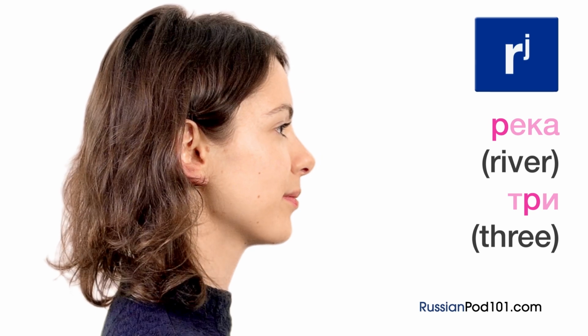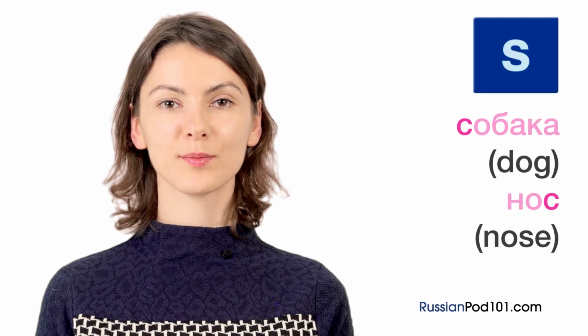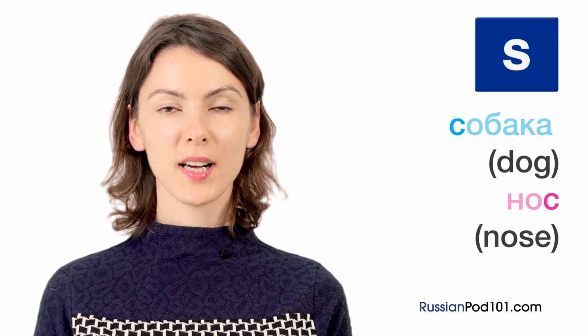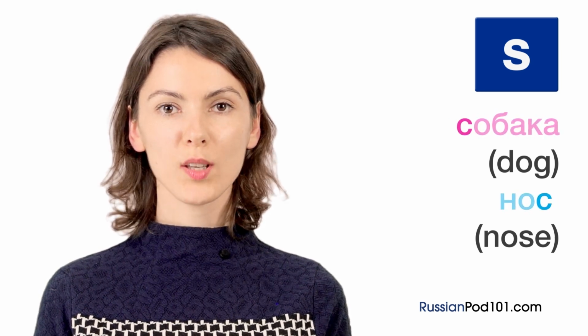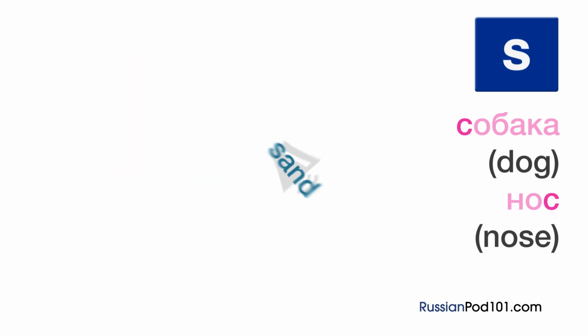The next consonant is С. Собака, нос. Like the S in the word sand.